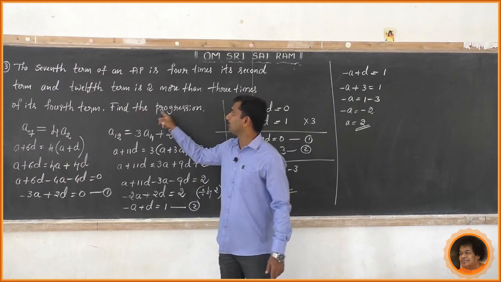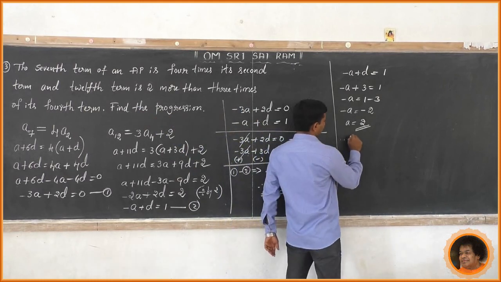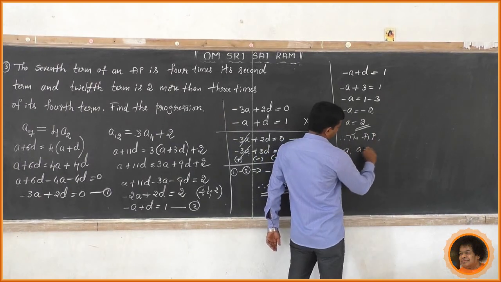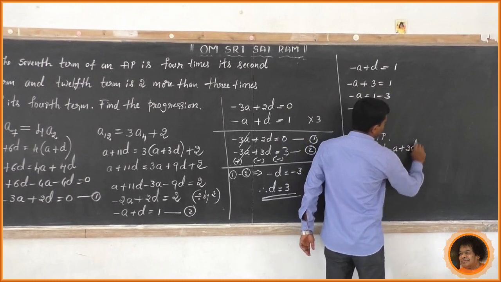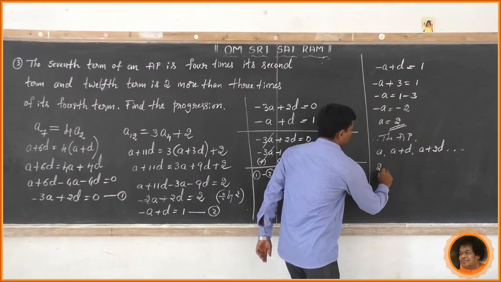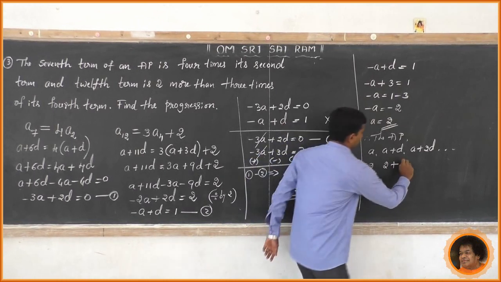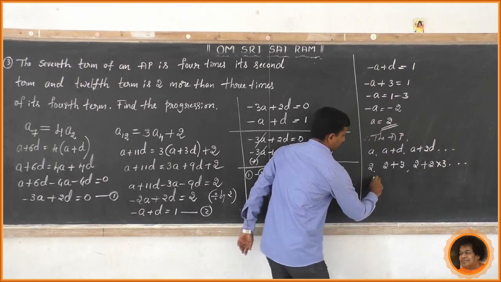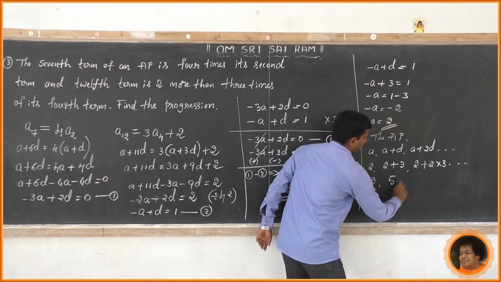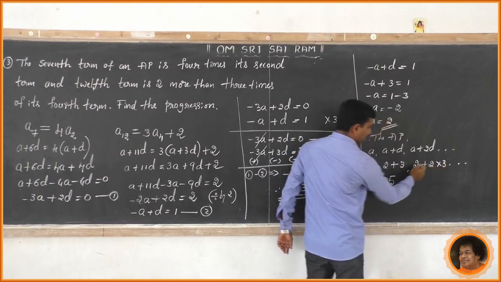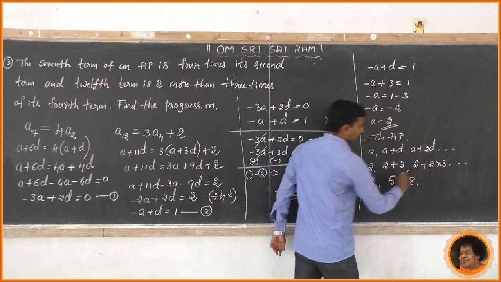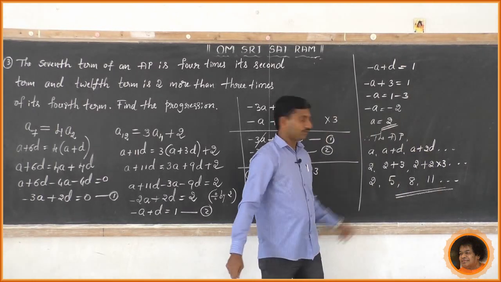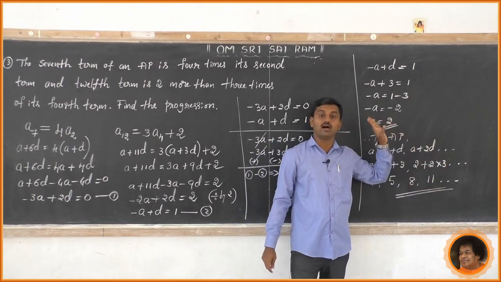What is the question? Find the progression. So therefore the AP is A, A plus D, A plus 2D, and so on. So A value 2, then 2 plus D value 3, next 2 plus 2 into 3, and so on. Here 2, 3 plus 2 is 5, 3 into 2 is 6, 6 plus 2 is 8, then 11, and so on. So 2, 5, 8, 11, and so on are in AP.